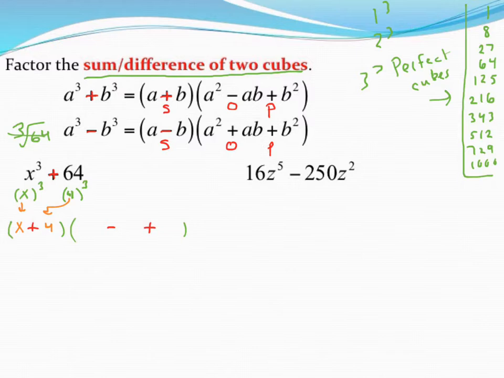For your big parentheses, take your first thing for the first blank and multiply it by itself. x times x is x squared, so that goes in the front. Let's jump to the back of the parentheses. Take the last thing and multiply that one by itself.